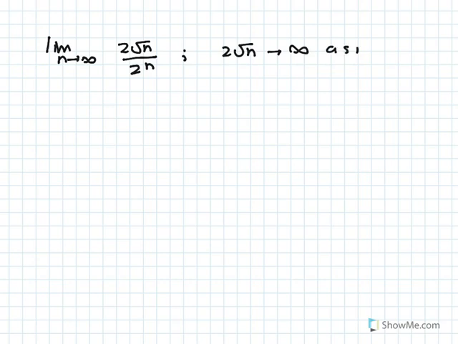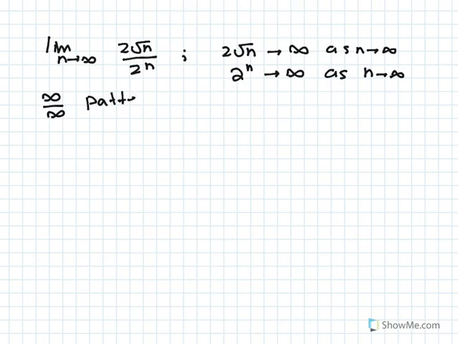So let's consider the limit as n goes to infinity of 2 root n divided by 2 to the n. Now you will notice that 2 root n approaches infinity as n goes to infinity. 2 to the power of n also approaches infinity as n goes to infinity. So we have the infinity divided by infinity pattern. That means we should apply L'Hopital's rule to compute the limit. So we're going to apply L'Hopital's.